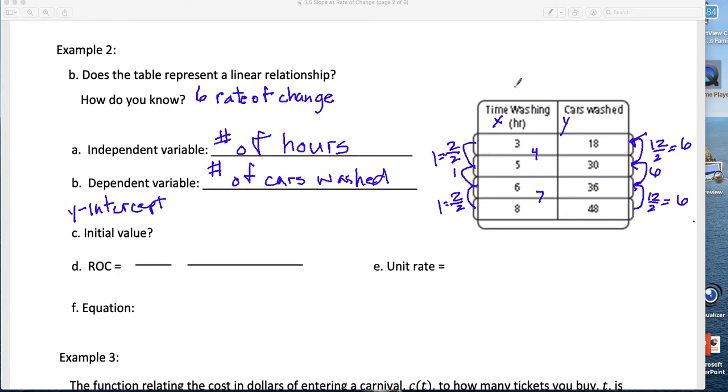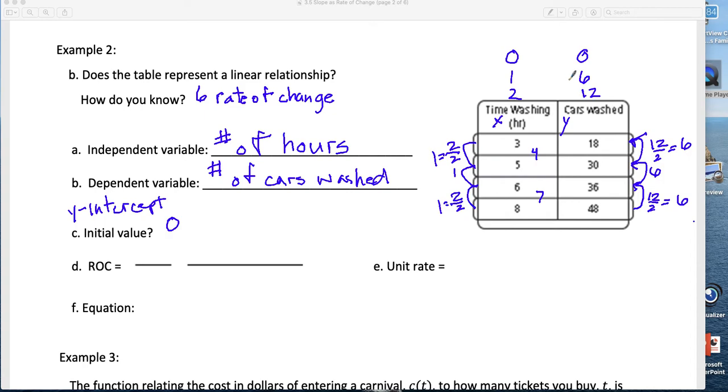So let's take this table up. I need a value for 2 hours, a value for 1 hour, and initial value says 0. Okay, so if I do 18 minus 6, that's going to give me 12 cars after 2 hours. If I do 12 minus 6, it's going to say 6 cars after 1 hour. 6 minus 6 is going to give me 0 cars as my initial value. So here's my y-intercept. It's the origin. And that makes sense. If I hadn't had any time, then I wouldn't have washed any cars. So my initial value is 0.